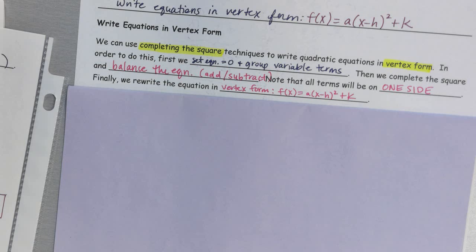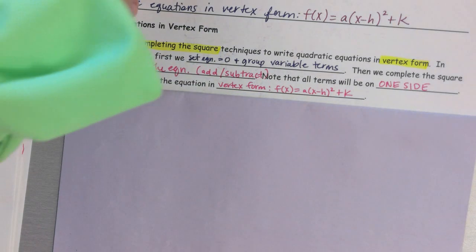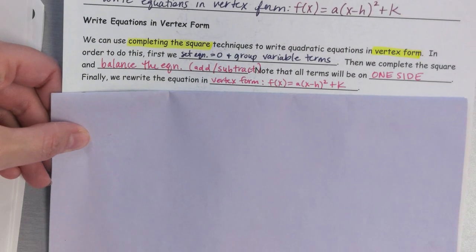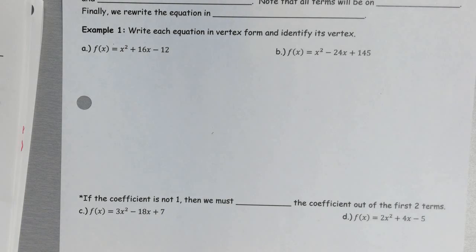All right, let's read through the directions for example 1. So in the directions, there are 2 things that you have to do for this. So it says to write each equation in vertex form and identify the vertex. So your final answer is going to have those 2 things in it. You're going to have the equation in vertex form, and then you are also going to identify the vertex. Okay, do you guys need any more time with this part? All right, so we're going to write each equation in vertex form and identify its vertex. We're going to follow those steps.